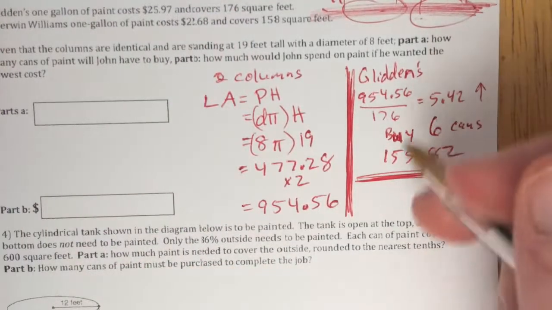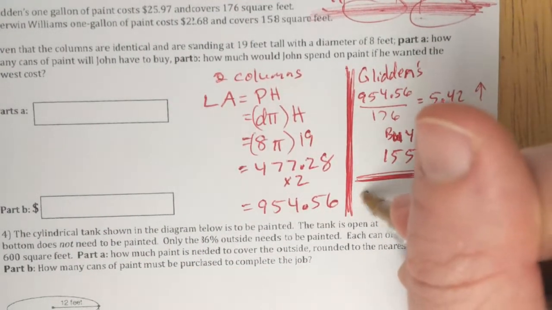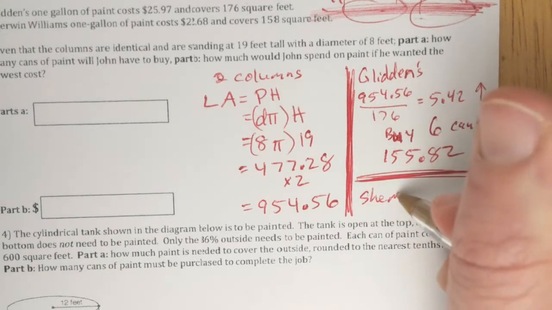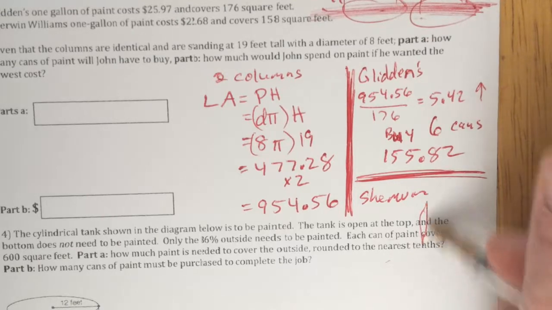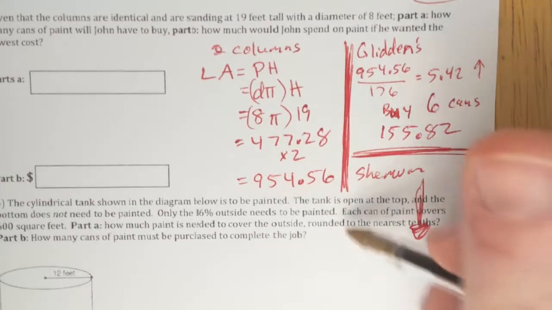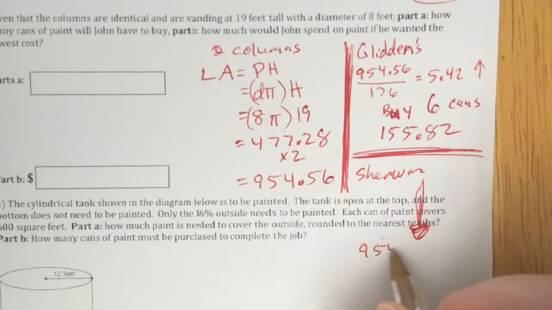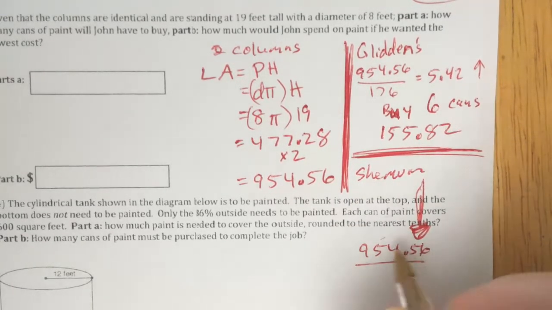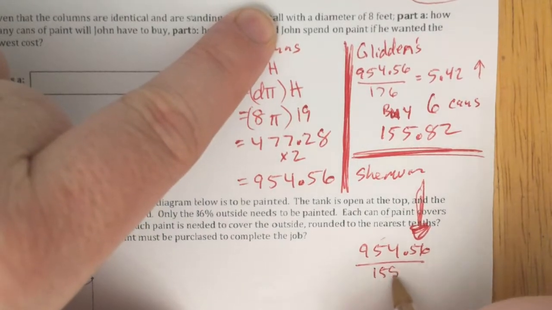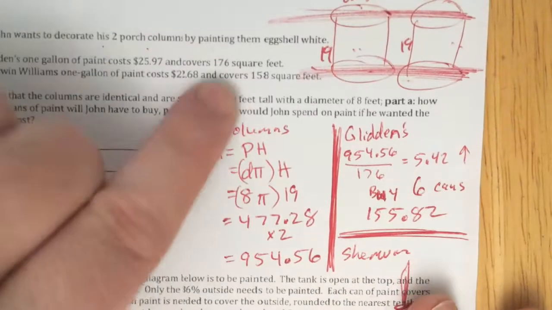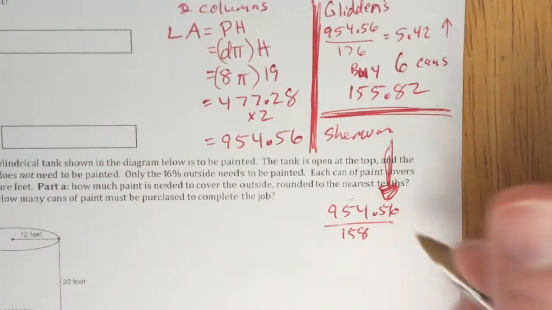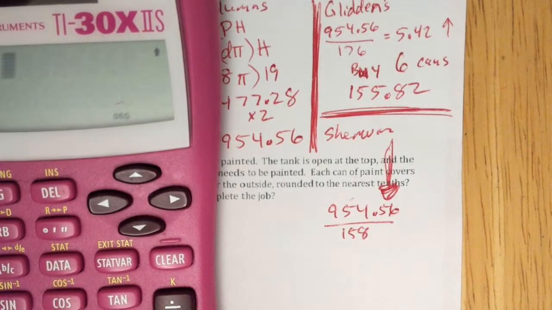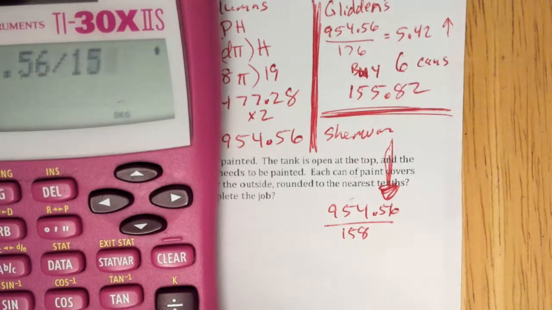Okay, now let's do the same thing for Sherwin-Williams. So I ran out of space, so I'll put it down here, okay? For Sherwin-Williams, we're just going to reset. So that'd be 954.56. We're going to divide by 158. So for every can, it covers this much. So we've got to figure out how many cans we need. So clear, we've got 954.56 divided by 158.